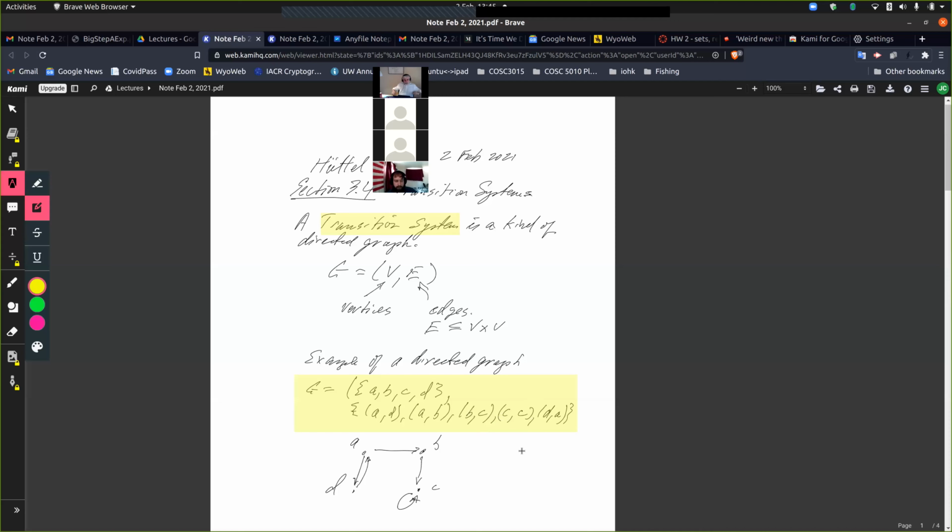So, this graph has no meaning to me except that it's an example of a directed graph. Any questions on representing graphs by these two sets?